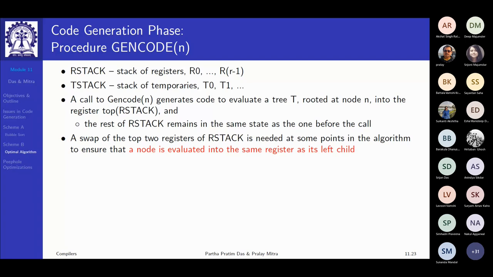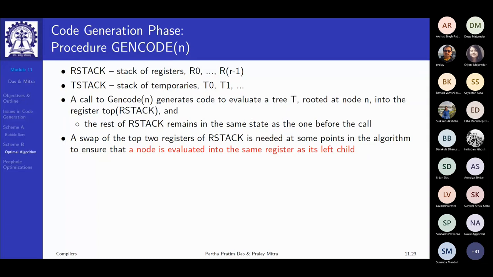Because you will understand that depending on the value of the label, I might need to evaluate the left operand first and then the right operand, or the right operand first and then the left operand. Now, if I do the right operand first, and then I do the left operand, the result of the left operand will be on the top of the stack. So therefore, I have a comfortable situation, because the result will be computed in the register where the left child is.